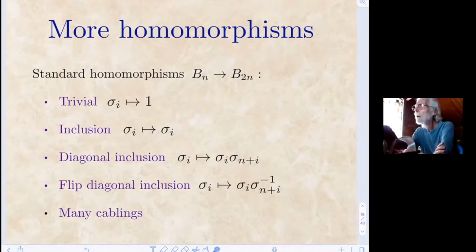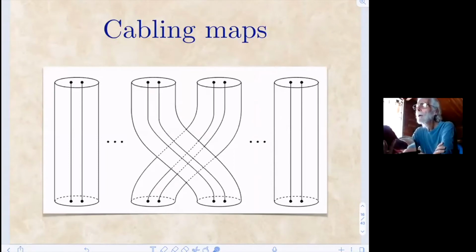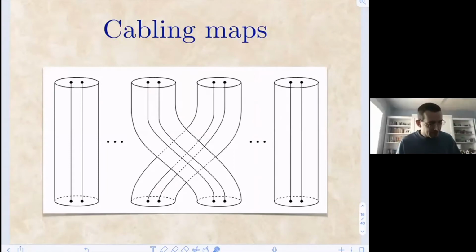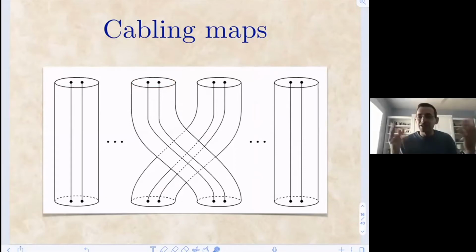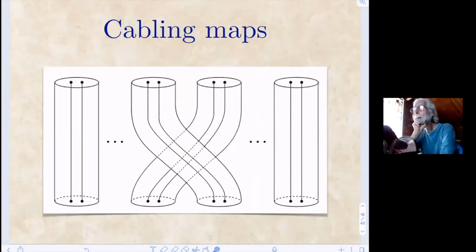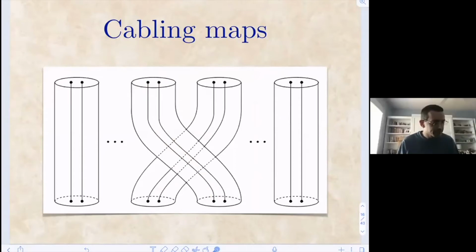I have a picture of that here. So the homomorphism that sends sigma i to this cabling. You should imagine 2n strands. These thick cables are just to help guide you. The only strands in the picture are these here. So that's a homomorphism. It's not too hard to see if you think about it. So that's called a cabling map.